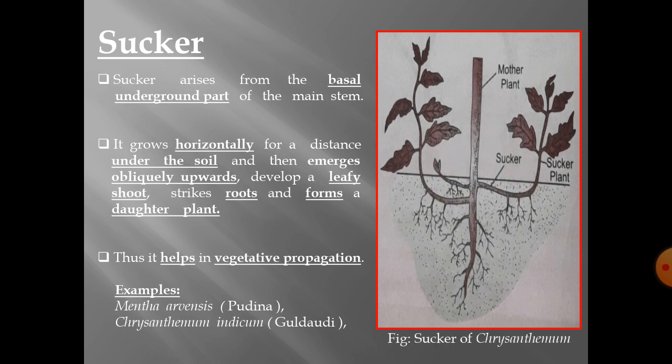Well, this is an illustration of the sucker of chrysanthemum. Students, concentrate on the basal underground part of the main stem or mother plant. This part gives rise to horizontal branches. These branches are in fact the suckers, which grow for a distance under the soil surface and finally emerge out as sucker plant or daughter plant. Now moving on to the next slide.